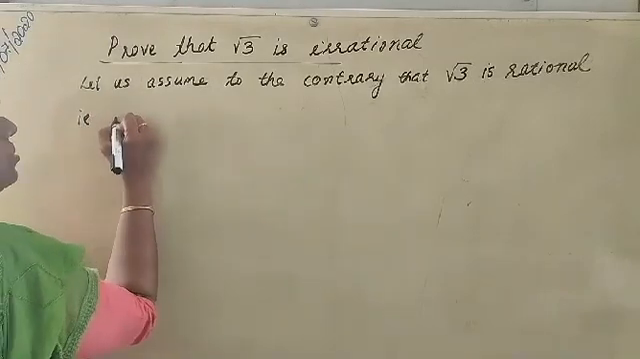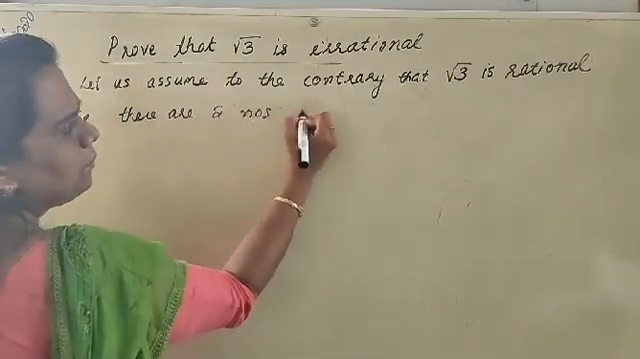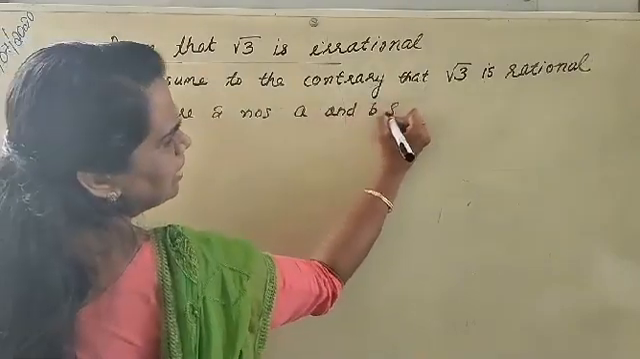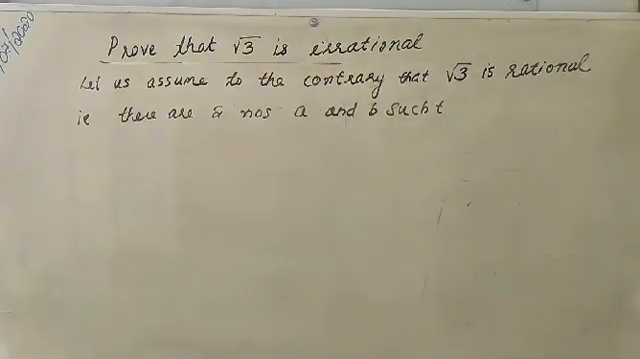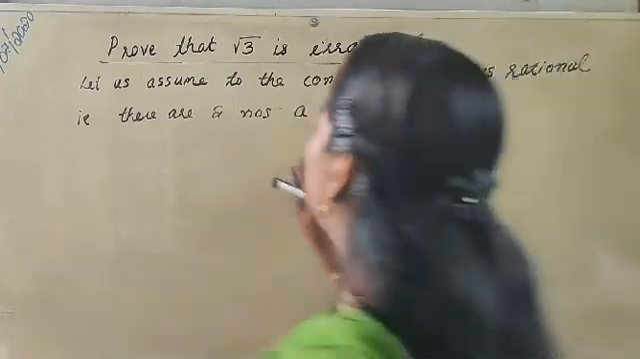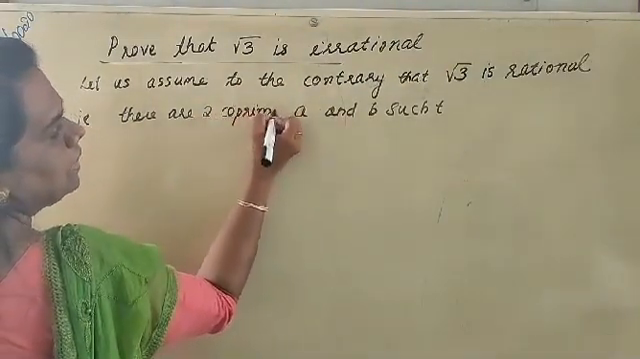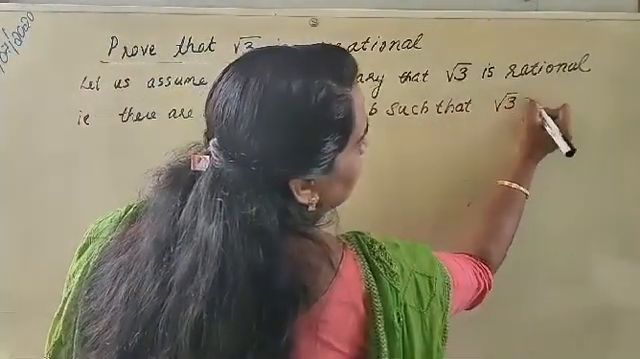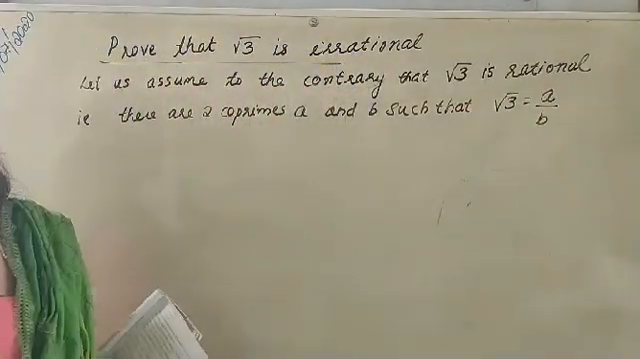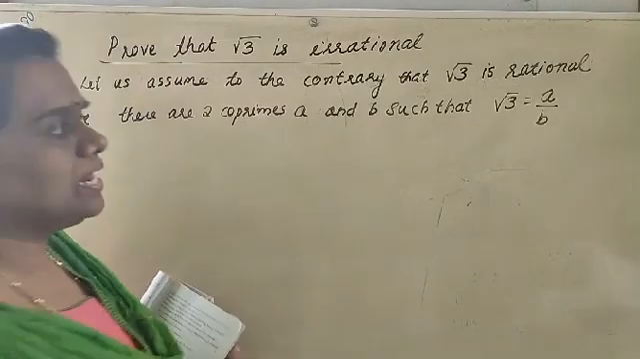Then we can find two numbers A and B such that they are co-prime. Co-prime numbers means what? No common factors. So there are two co-primes A and B such that root 3 is equal to A by B. Our condition is that A and B have no common factor.